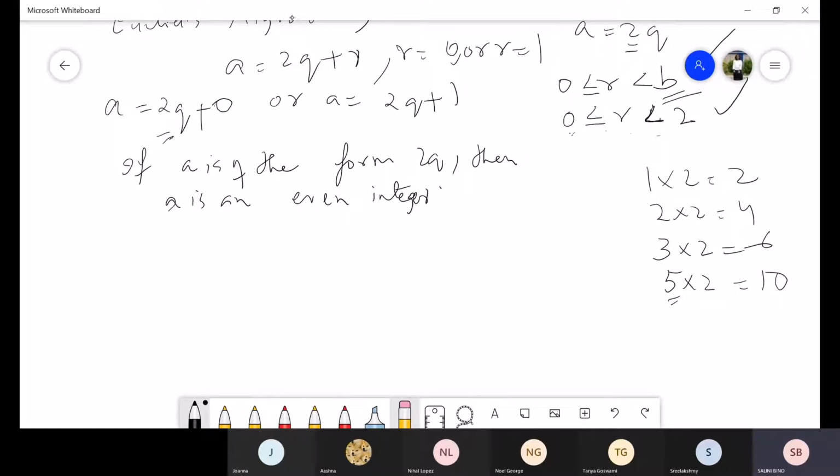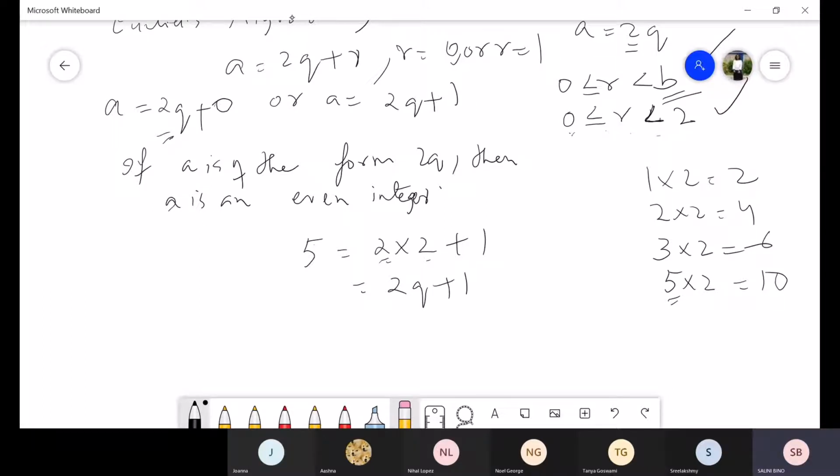So A is a positive integer. A is of the form 2Q, then A is an even integer. Also, a positive integer can be either even or odd. For example, if you take 5, you can write this as 2 into 2 plus 1. That is what they are asking you. You can write it in the form 2Q plus 1. So 5 is an odd integer, but you can write this as 2Q plus 1.